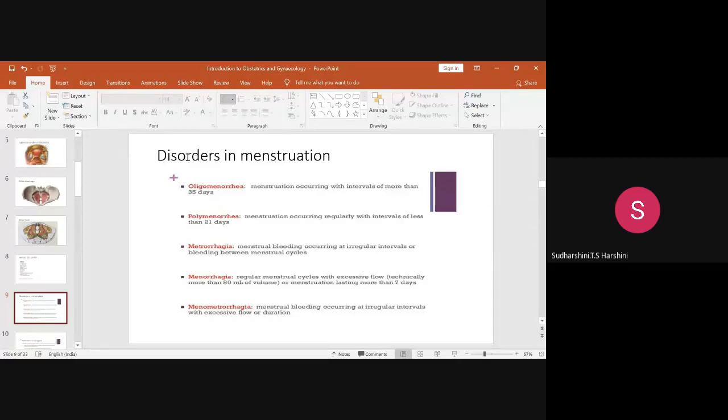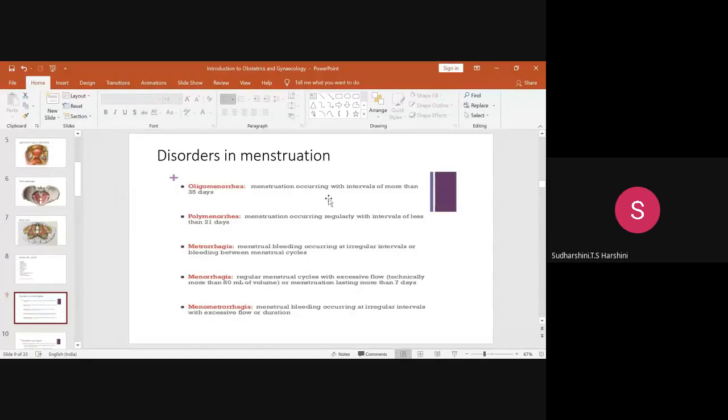When a female gets her first menstruation, that is called menarche. When menstruation stops in a female, that is called menopause. When there is absence of menstruation, it is called amenorrhea. And oligomenorrhea. Can anyone tell me what is the normal duration of menstruation in a female?